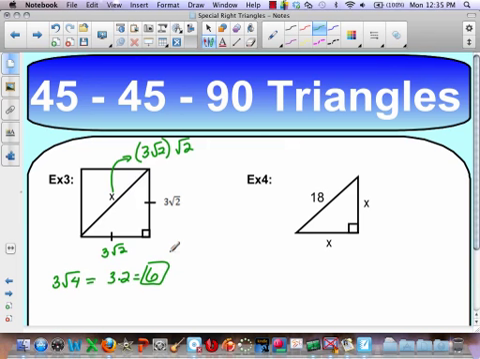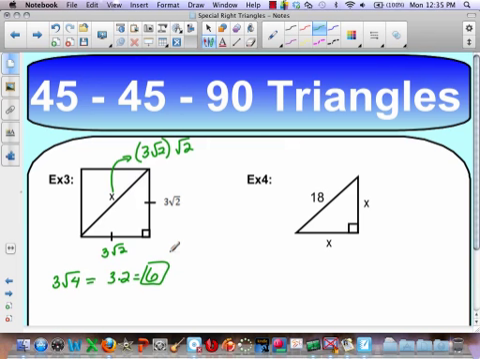Okay, number 4. Is that a 45, 45, 90? Yes. How do we know? We know it's a right triangle, and the two sides are equal in length, therefore it's isosceles. Therefore, the base angles must be the same, 45. So we do have 45, 45, 90.